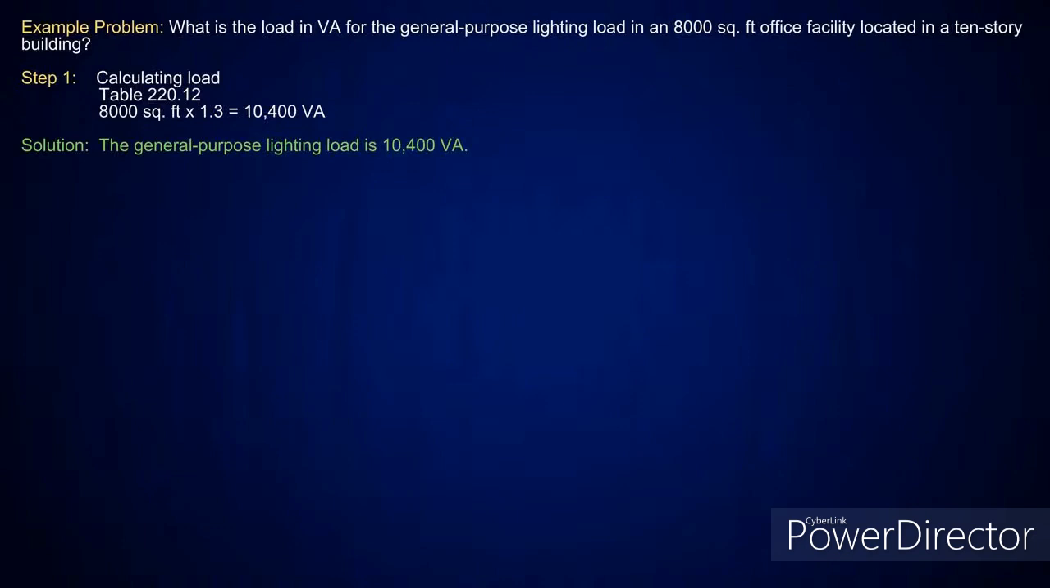This is going to be my full general purpose lighting load for an office facility. It says I can take it at 1.3 VA per square foot. So I take that 8,000 square foot, and that'll give me a general purpose lighting load of 10,400 VA.